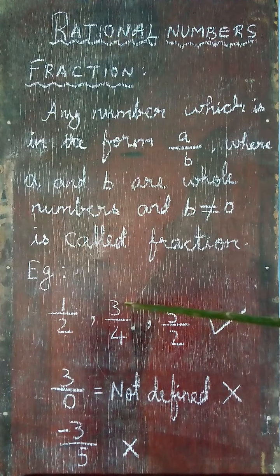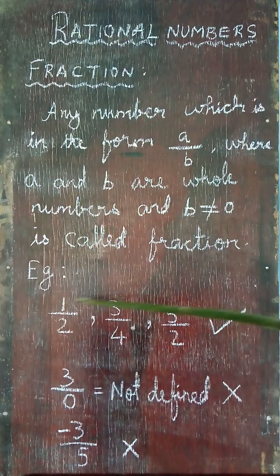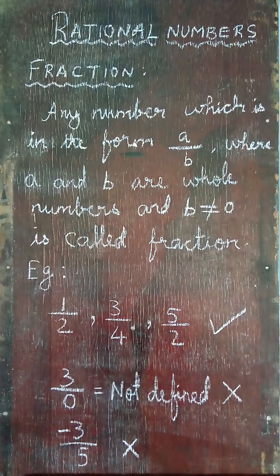Another example, 3 by 4. It is in the form a by b, with a numerator and a denominator. So this is also called a fraction. Next one, 5 by 2. It is in the form a by b. b is not equal to 0, and a is a whole number. b is also a whole number. So these are examples of fractions.